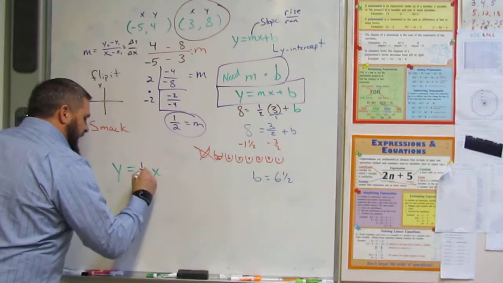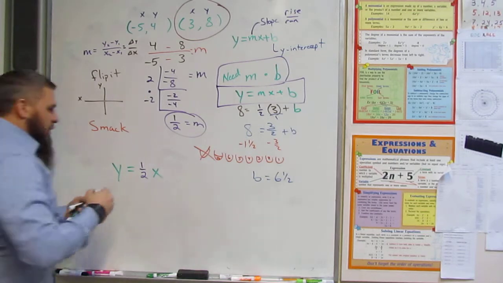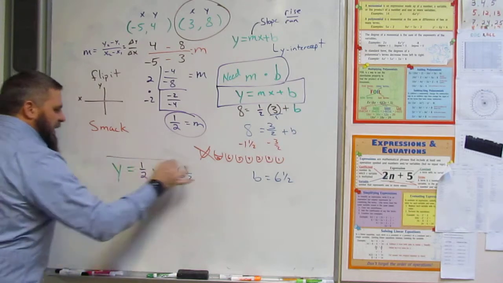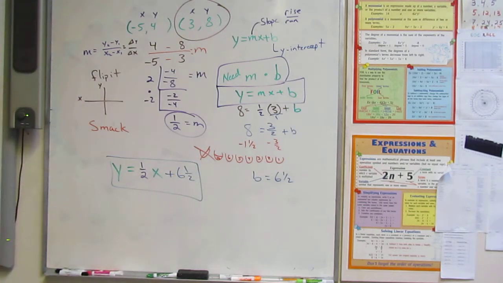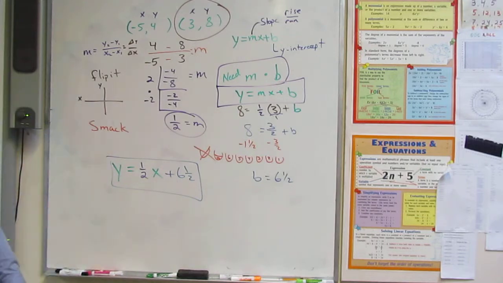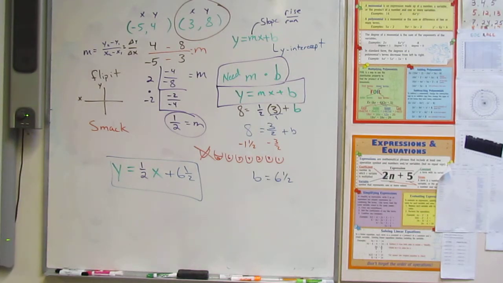Putting in b and putting in m. M is 1/2 and b is positive 6.5. And that is the equation that we're looking for. That equation goes through these 2 points. Okay? So this line will run through these 2 points. Sweet. All right? Questions?